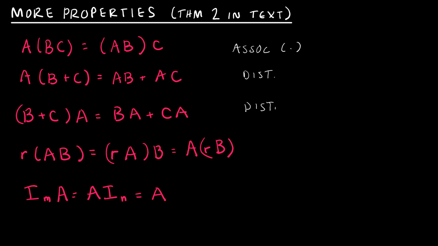And the fourth one really doesn't have a name, but what we're looking at is we have a scalar of r, and we're multiplying it by the product of a times b. And we're saying we can, instead of multiplying a times b and then taking it times that scalar, multiply that scalar by either a or b, and then multiply it by the remaining matrix. And the last one is the identity property.